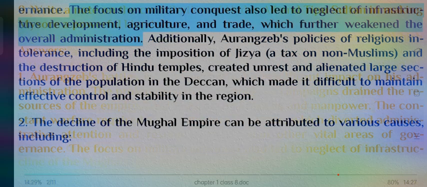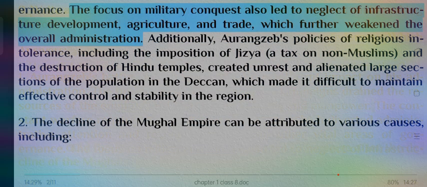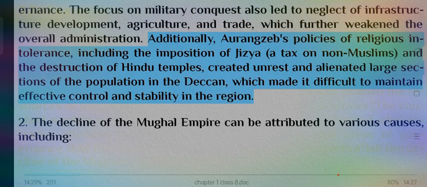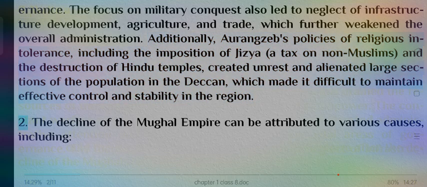governance. The focus on military conquest also led to neglect of infrastructure development, agriculture, and trade, which further weakened the overall administration. Additionally, Aurangzeb's policies of religious intolerance, including the imposition of jizya, attacks on non-Muslims, and the destruction of Hindu temples, created unrest and alienated large sections of the population in the Deccan, which made it difficult to maintain effective control and stability in the region.